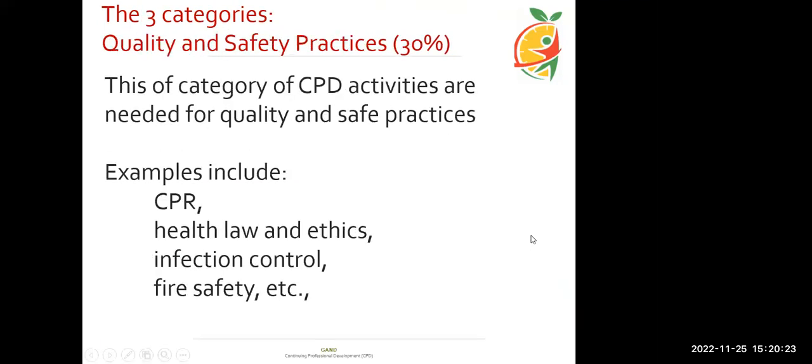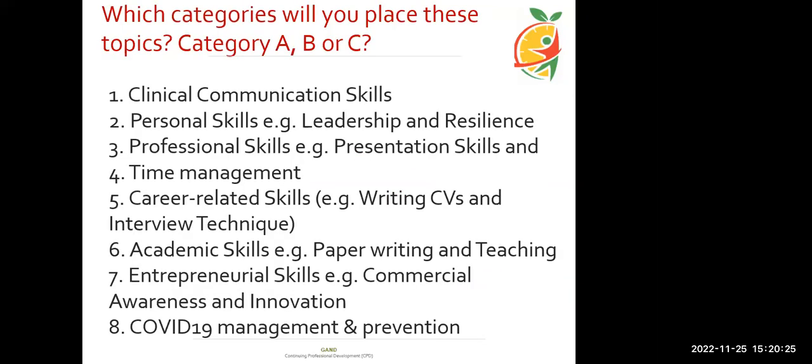So let's see. Anybody else? Let's use time management, number 4. Where do you think it will place? Right now, I'm not sure what you are voting for, so let's start voting again. Time management. Okay, somebody saying A. Somebody raise their hand, please.